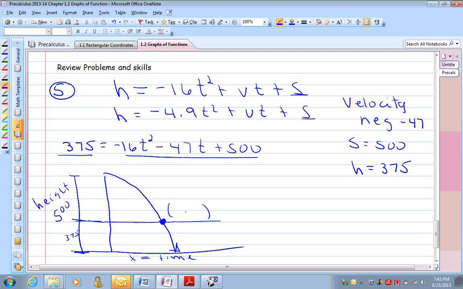And so this is an x and y ordered pair at this point. And basically the height we already know is 375. We want to know the x value, which would give us the time in seconds for this problem. So hopefully that's a little bit of a review for you.